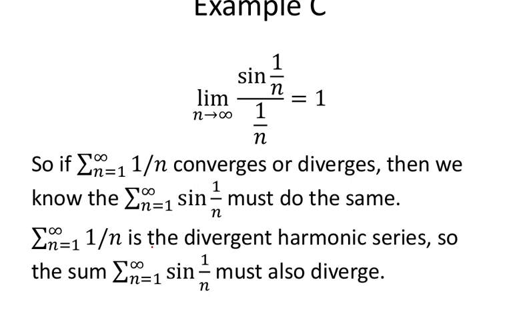Well, it turns out that 1 over n is a divergent harmonic series, which we did about 2 videos ago, fairly recently. And so the summation of sine of 1 over n would also have to diverge.